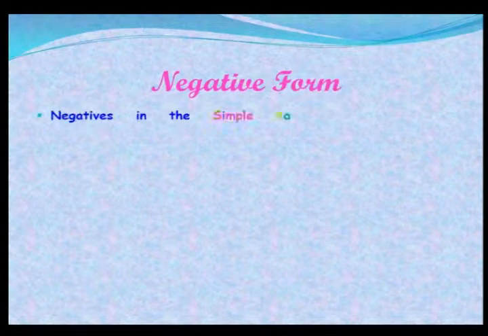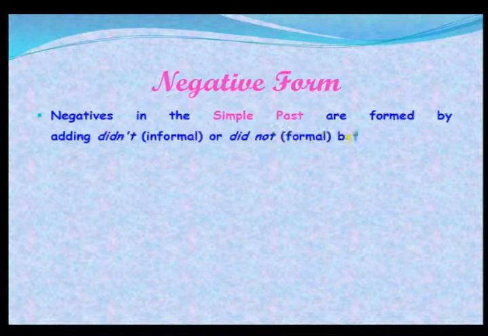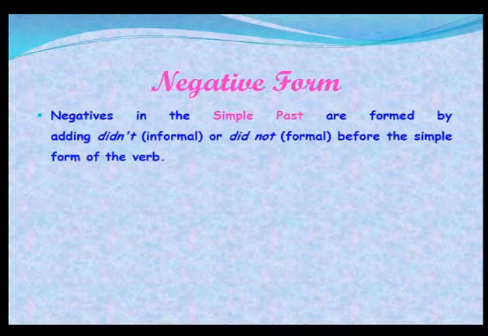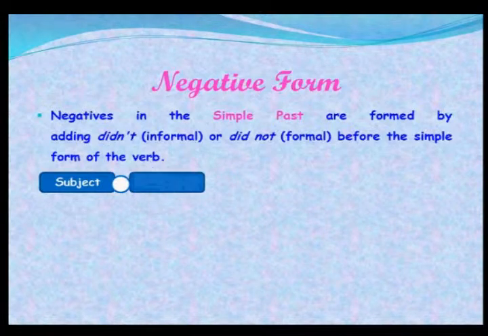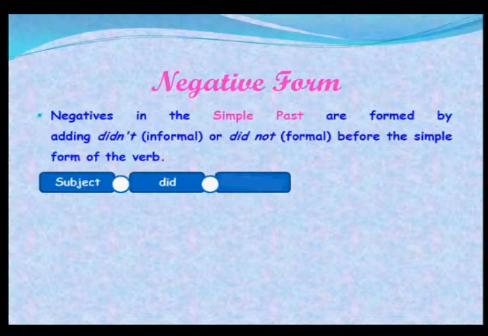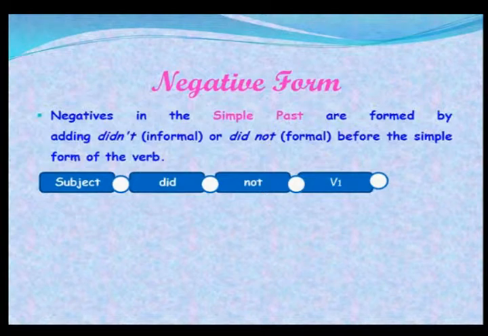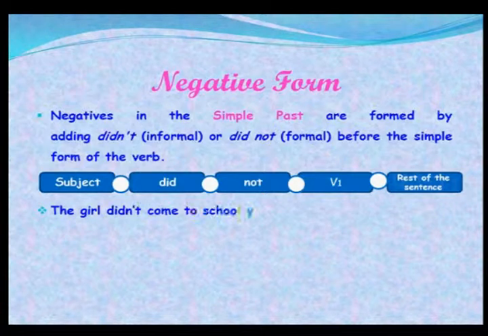This is the negative form, but I think we need to learn the positive form. Okay, negative form. Negative forms in the simple past are formed by adding didn't, informal, or did not, formal, before the simple form of the verb. Example here: subject with did plus not, plus verb 1. Verb 1 means the base verb, not changed, and the rest of the sentence.